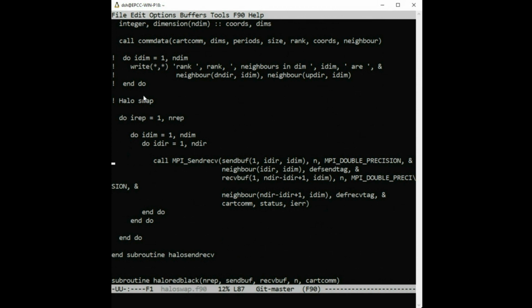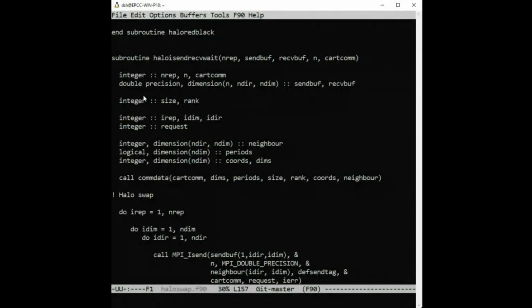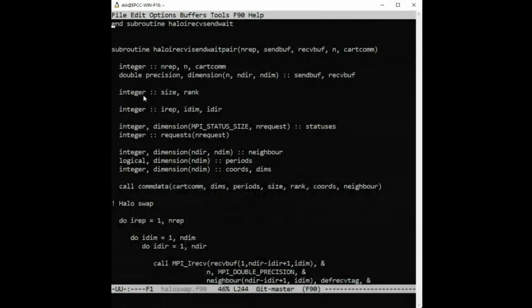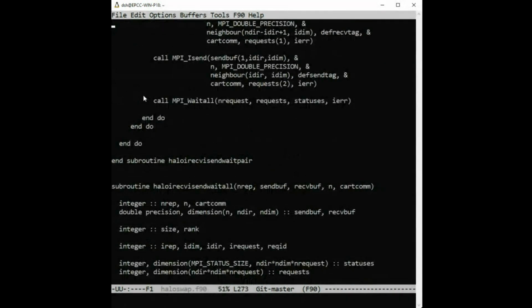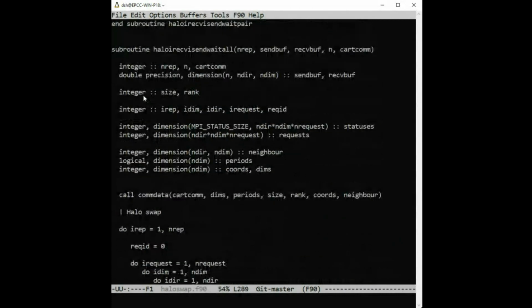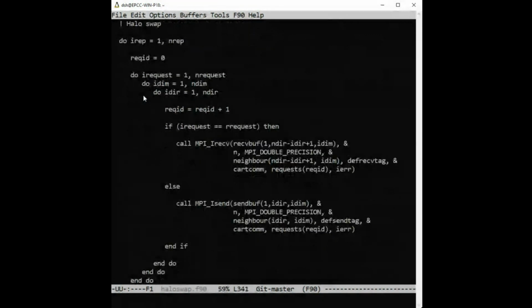The non-blocking one does, this is it here. I receive, I send, wait all. I've called it, rather long name. But what it does is it basically loops over.